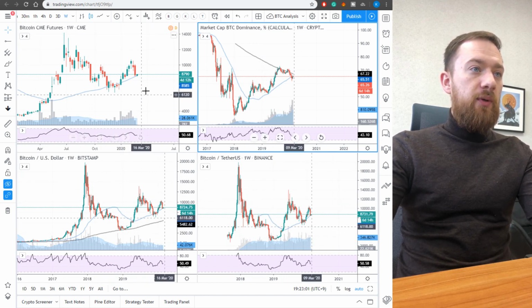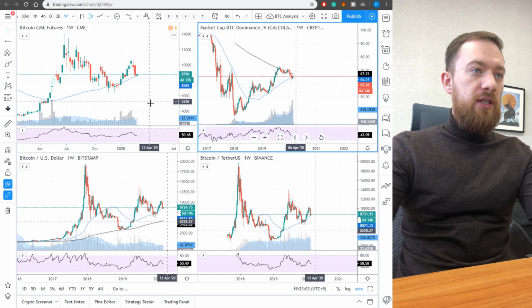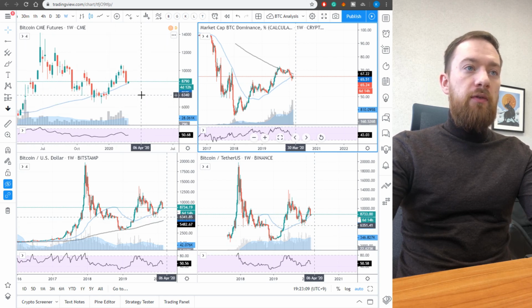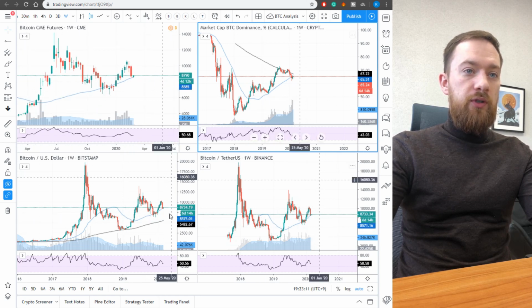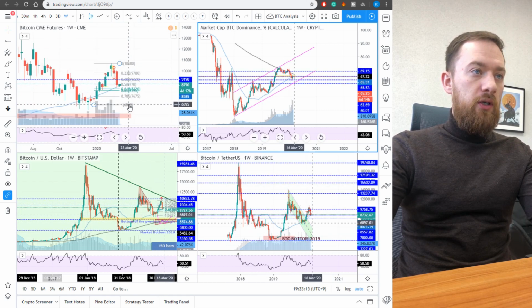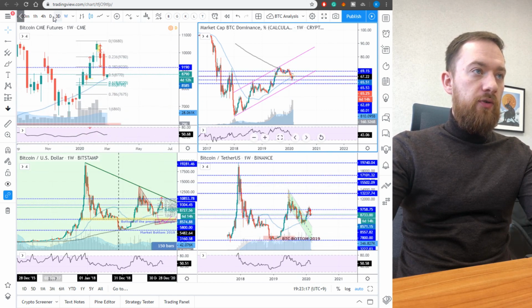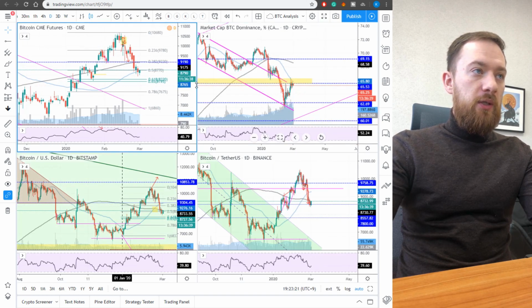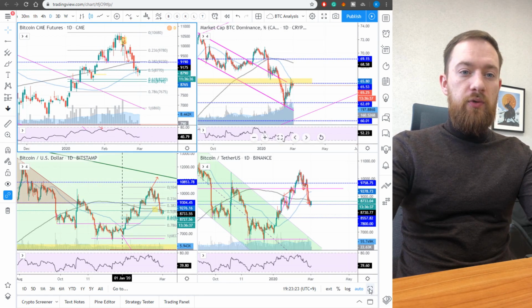So starting from the weekly review, what we can see is that currently we're at the crucial crossroads and the levels of supports from four different charts. Let's switch on the drawings and analysis from the previous weeks and go to the daily. And we'll start with the BTC futures.